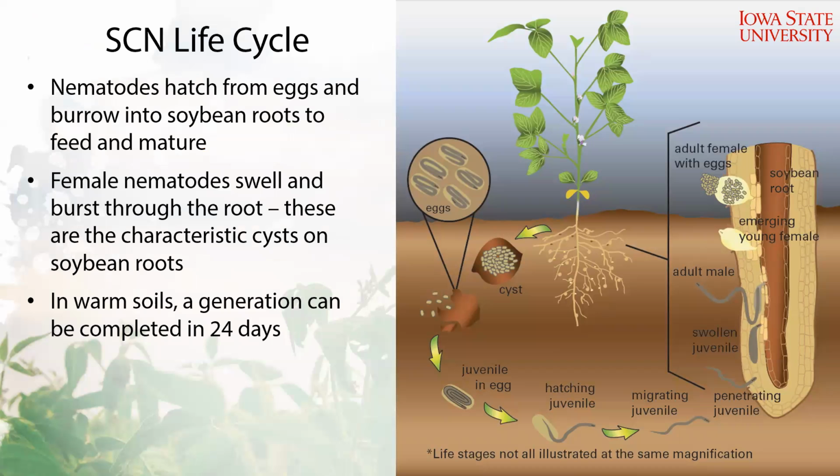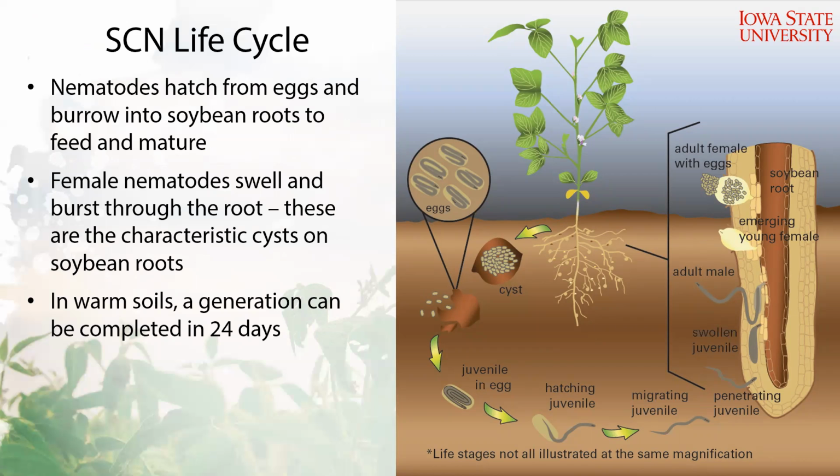Briefly walking through SCN life cycle, those nematodes hatch from eggs once the soils warm up, and they head to soybean roots. They burrow into the roots to feed and mature. Female nematodes stay in the roots and keep feeding. That female gets so large, she bursts out of the root.